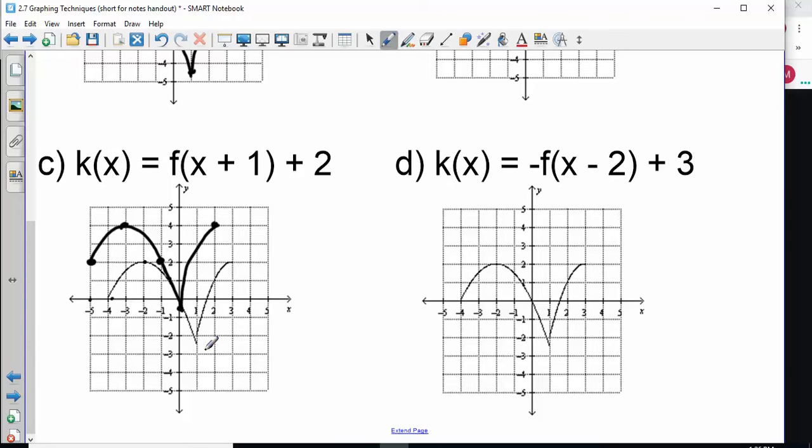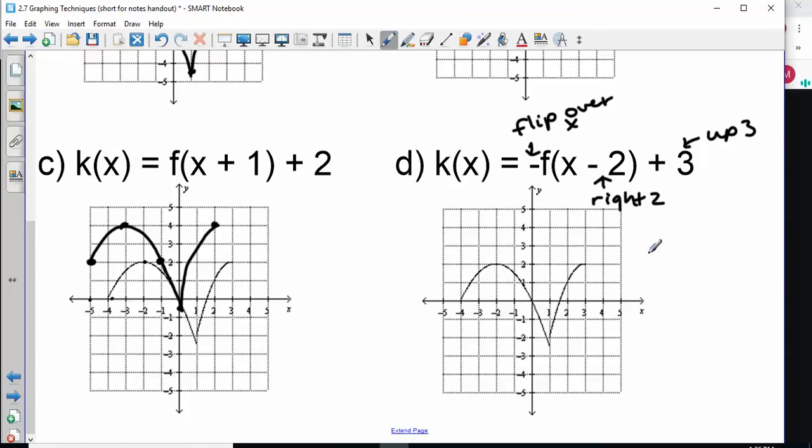What about D? Reflection over x, right 2. Okay. That negative out in front is like making all of your y's negative, so we flip or reflect over the x. The -2 moves it right 2, and the +3.